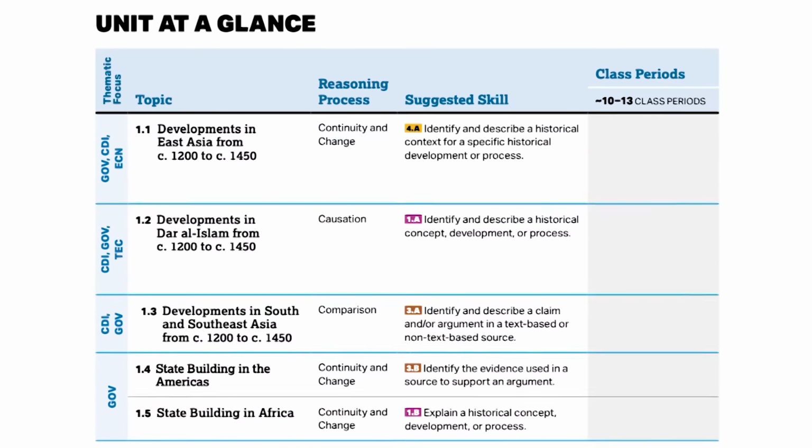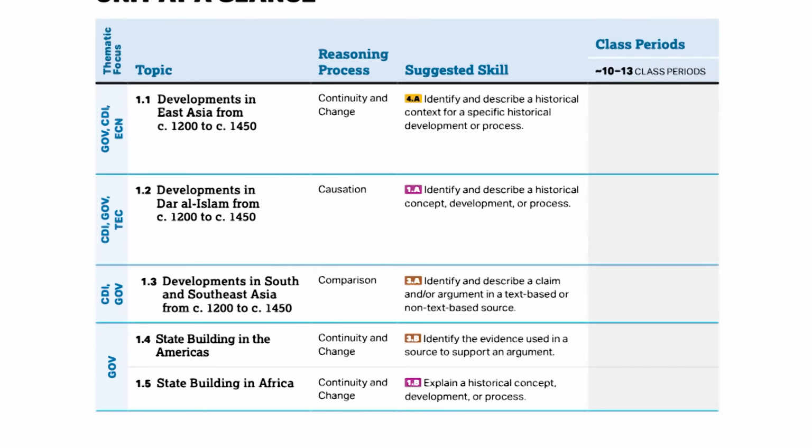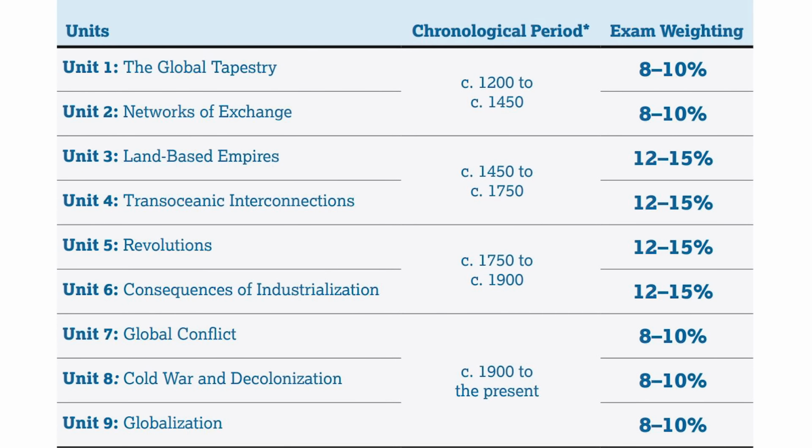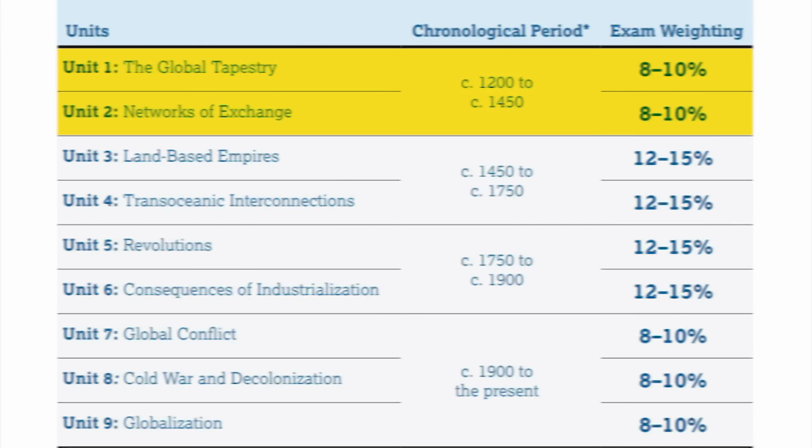Our Global Tapestry in Unit 1 consists of 6 different regions. Each section covers the history from that region from 1200 to 1450. And heads up, the College Board straight up tells you what percentage of the exam will be on each unit. And the first 2 units, these are 2 of the smaller ones. You can see here, 8 to 10% of the exam each. Check out Units 3, 4, 5, and 6, though. They could be up to 15% each, but not today. Unit 1 is 8 to 10% of the AP World History.